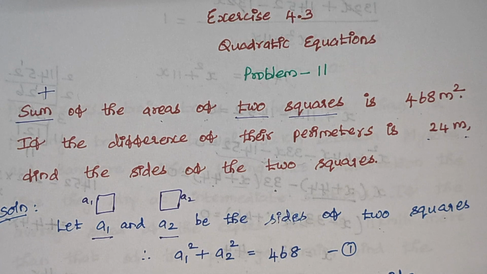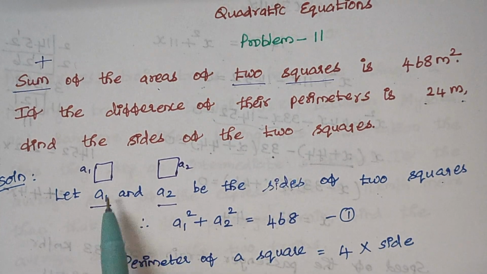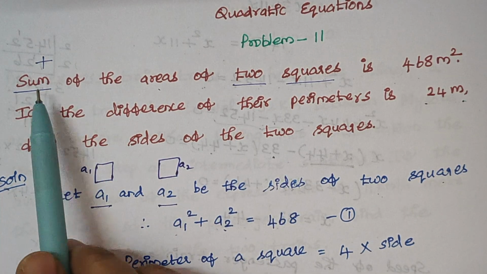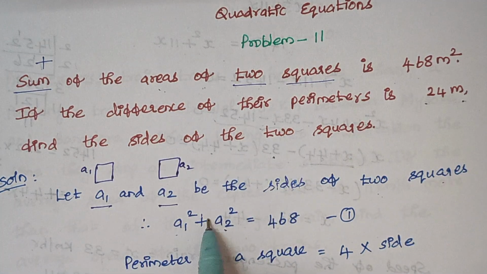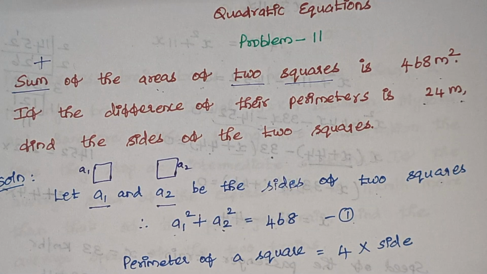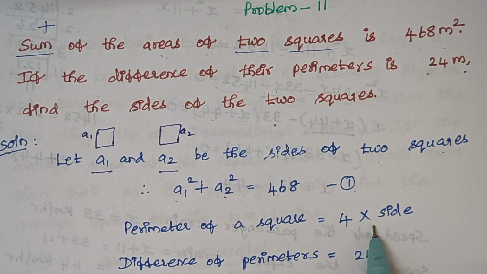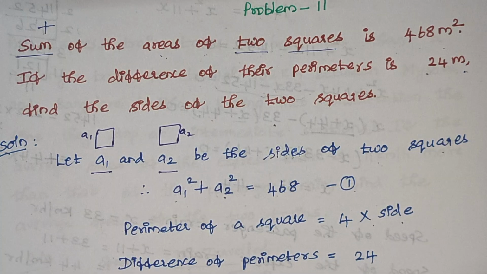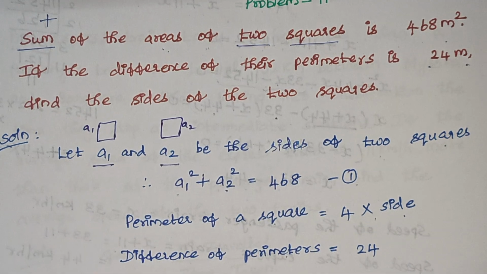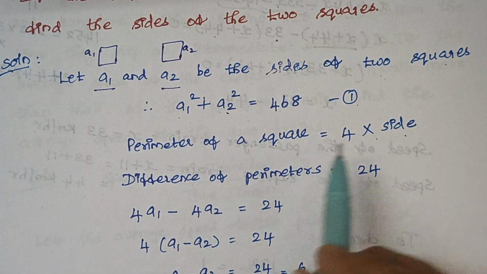So what is the formula for area? Area of a square is A square, that is square of the side. So here area of this square is A1 square and area of this square is A2 square, and you see here sum of the areas. So here we are adding, and which is equal to 468. Name this as equation 1. And the next one is perimeter of the square. So, perimeter of the square is given by the formula 4 times side. So, difference of the perimeters is given as 24. Okay, this is given in the problem. So, we have to find the perimeter of first square. So, perimeter of the first square is given as 4 times side, right?